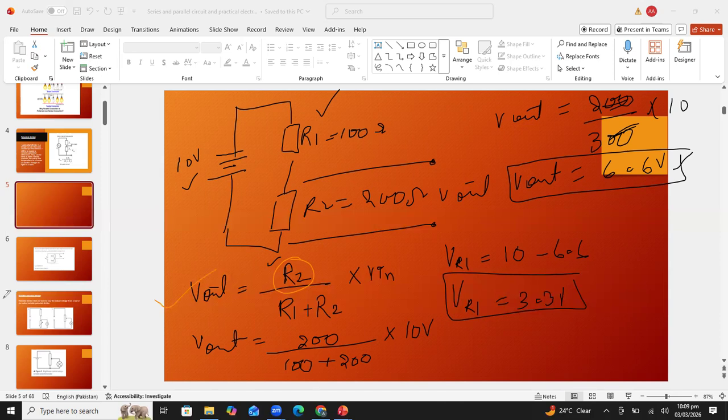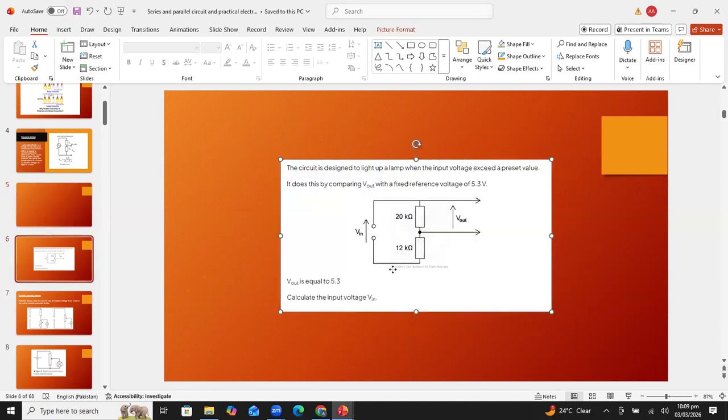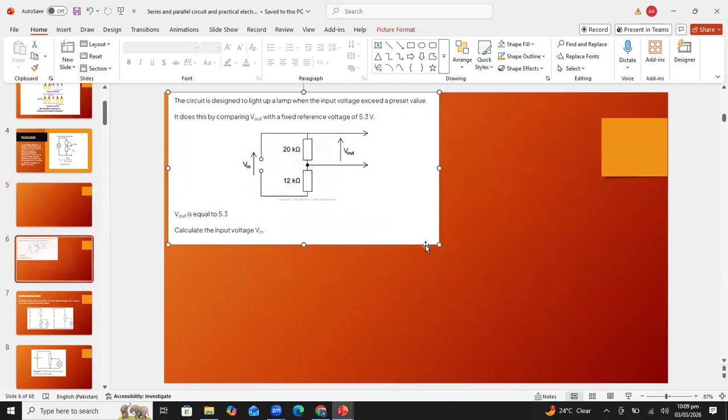Okay, so I hope you all have noted down this thing. Well done, Abdul Rafe. Now, students, I have added one past paper question which will help you to understand the concept of this potential divider.